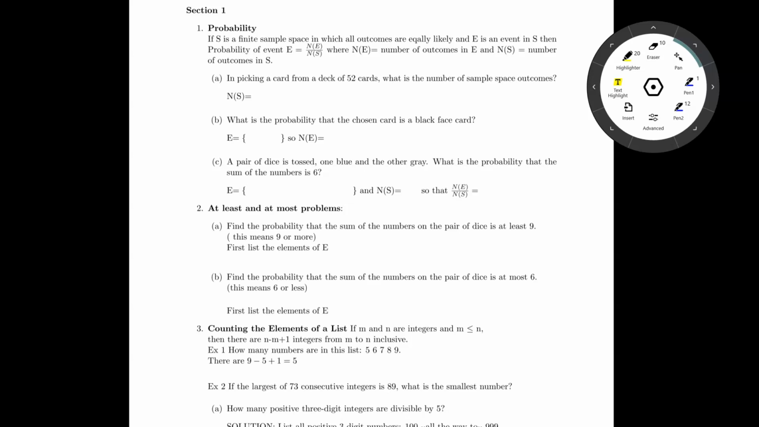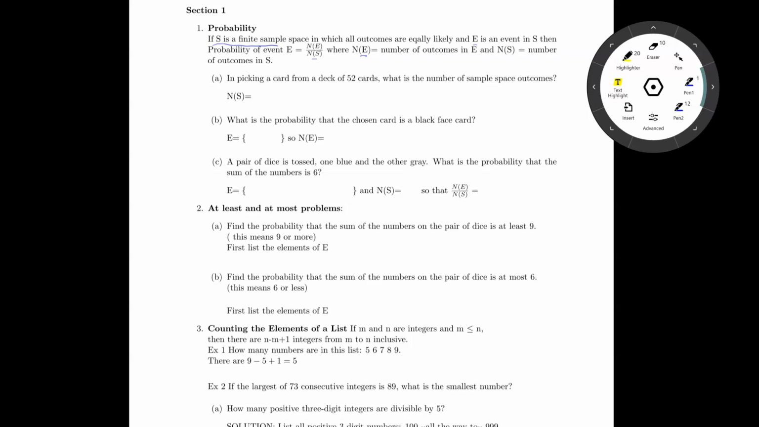Probability. So probability is always a fraction. If we call an event E in a sample set S, there's always going to be a finite sample set. The number N, the number of the event happening, is divided by the number of outcomes that are possible. So let's look at the number of outcomes possible.